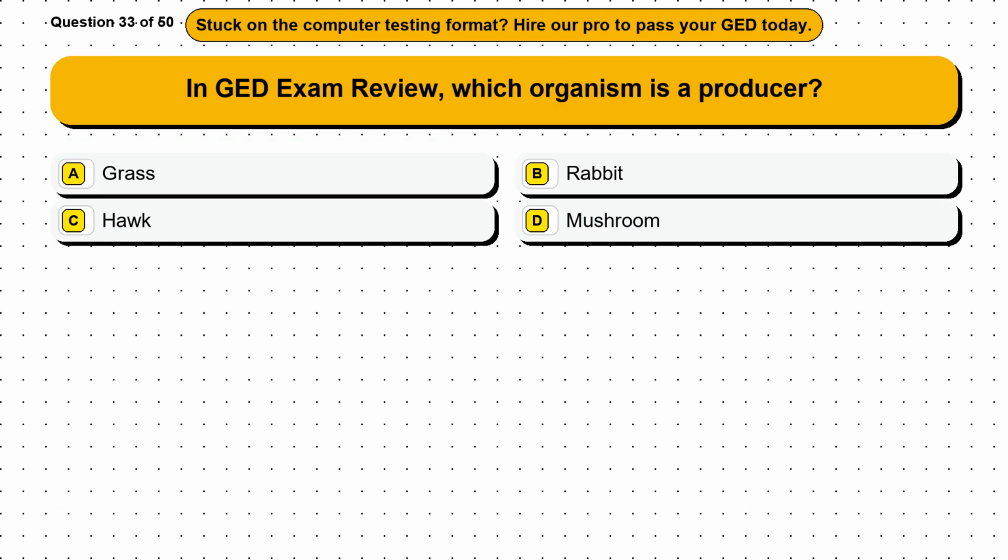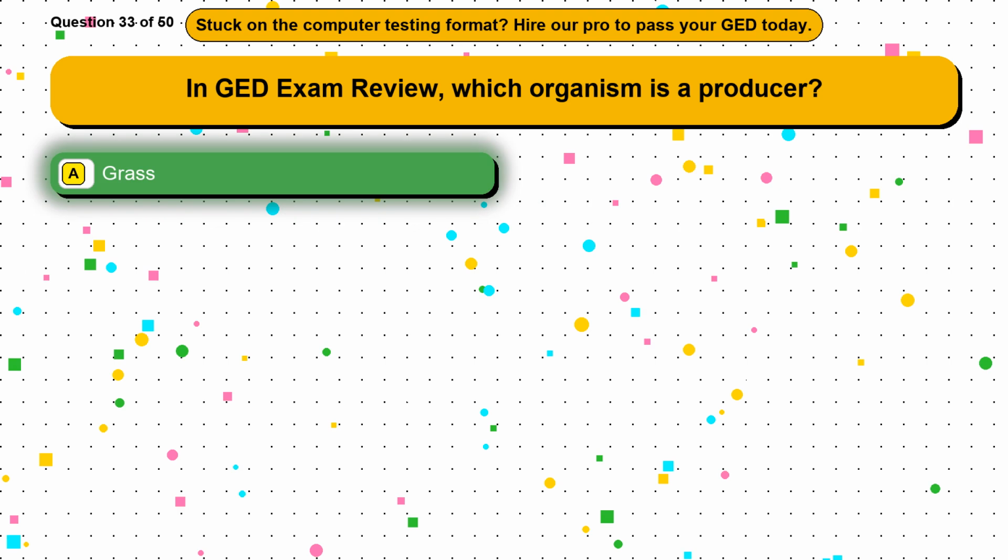Question 33. In GED exam review, which organism is a producer? Option A, grass. Option B, rabbit. Option C, hawk. Option D, mushroom. The correct answer is option A.